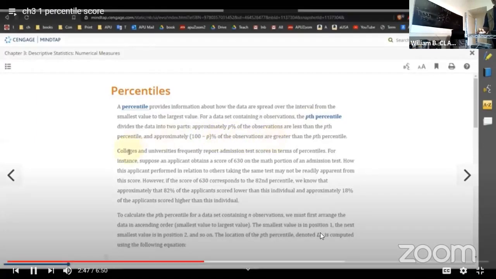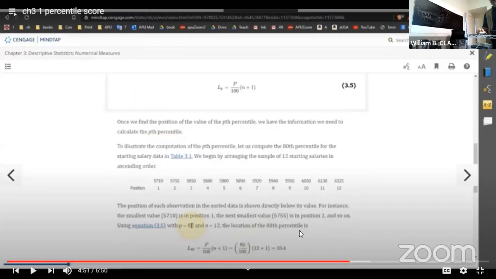We don't have time to go through the whole thing here, but I'd like you to go through this section in the book yourself, just this one section. But anyway, the calculation works like this. Here we have 12 different numbers. And in this case, they say find the 80th percentile. So we want to find the 80th percentile.